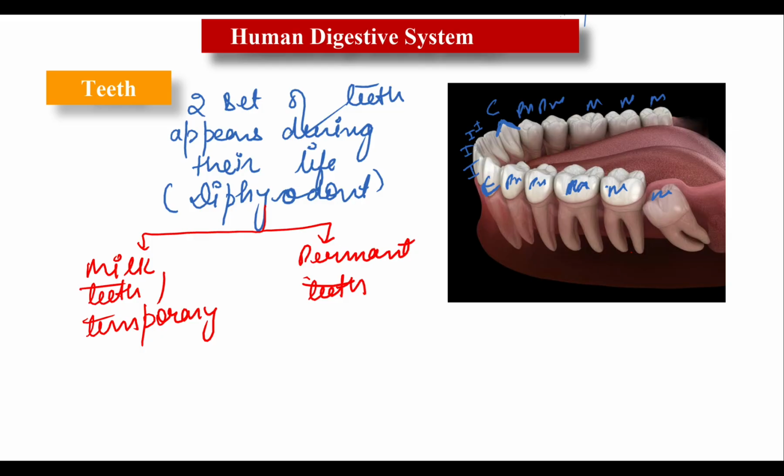Their numbers are also different. If permanent teeth break due to any accident or are removed from your buccal cavity, they will never appear again. That's why we have teeth appear 2 times, which is known as diphyodont. Some organisms have teeth that appear many times in their life, which is known as polyphyodont.